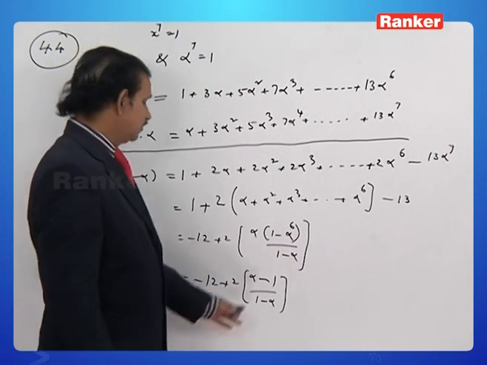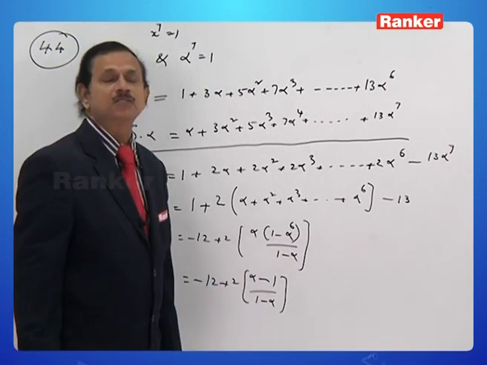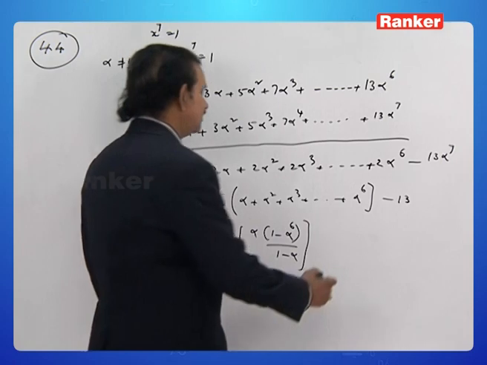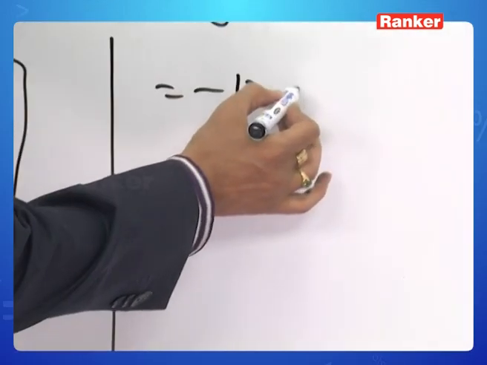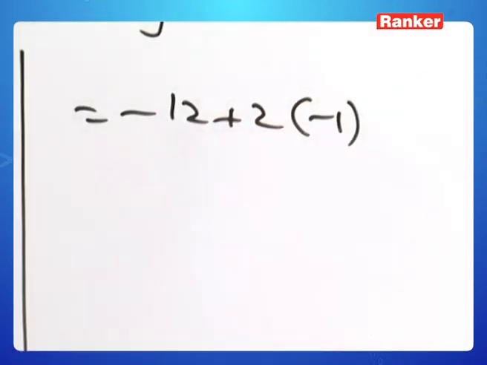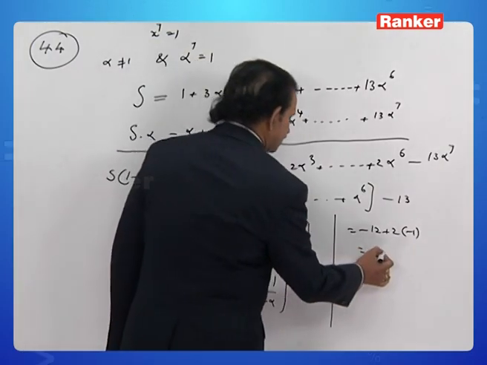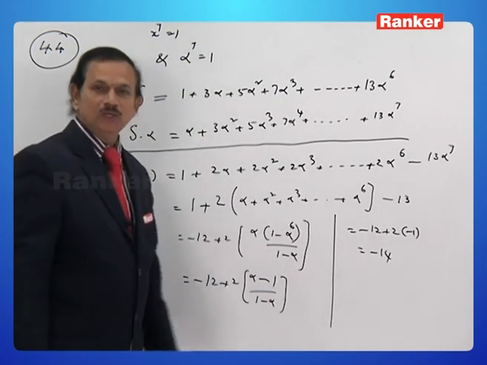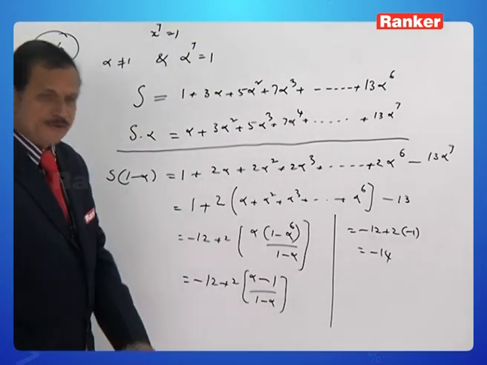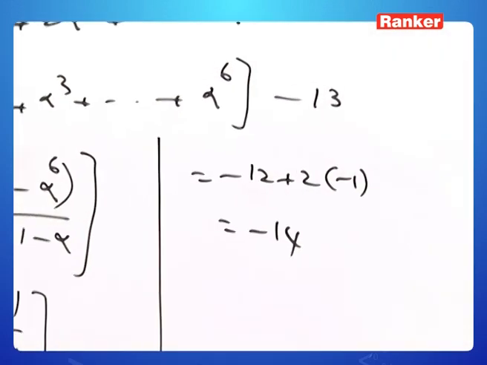Okay. Alpha minus 1 by 1 minus alpha is minus 1. Hence this is minus 12 plus 2 into minus 1, which is nothing but minus 14. Well said. What is this value? Is it the required sum? No. S into 1 minus alpha is that.